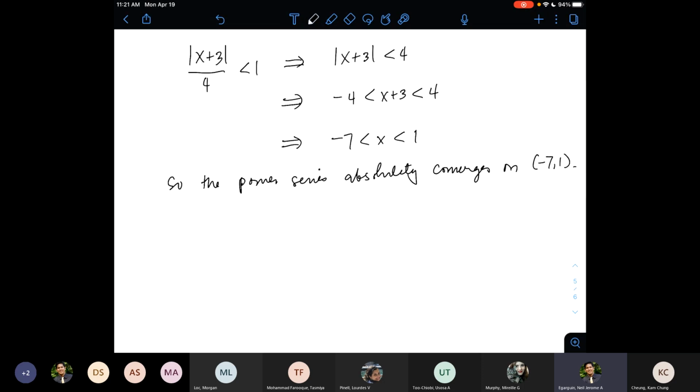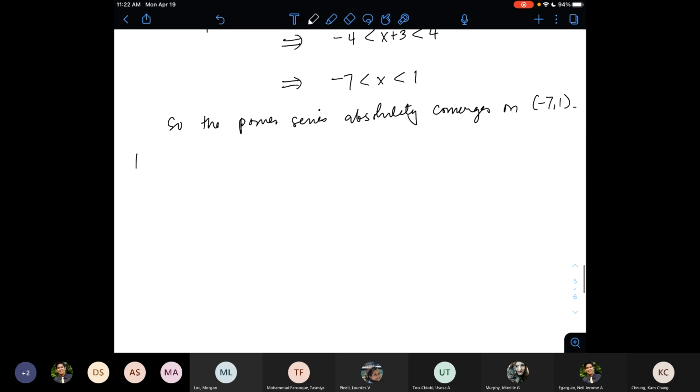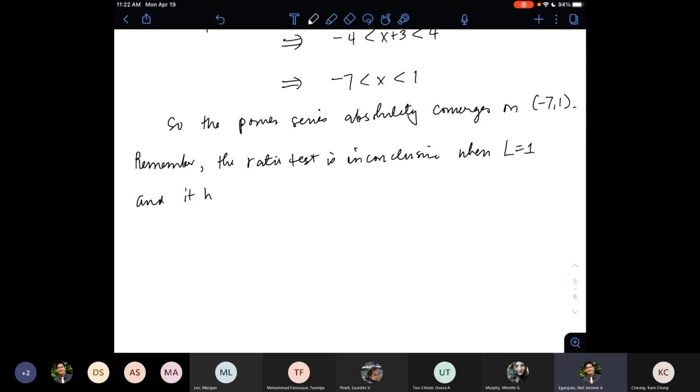But we're not done yet. I'm not saying that this is the interval of convergence. I'm saying that I'm sure that if x's are strictly between negative 7 and 1, it's absolutely convergent. But I am not sure if it would converge or not at the endpoints, because remember, the ratio test is inconclusive when the limit is equal to 1. And it happens at the endpoints negative 7 and 1.